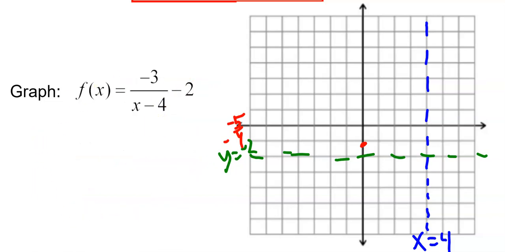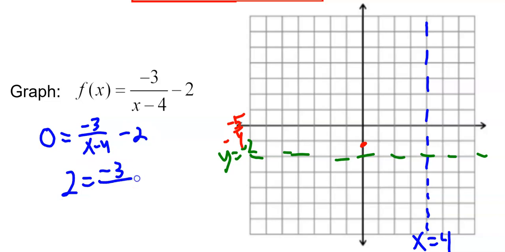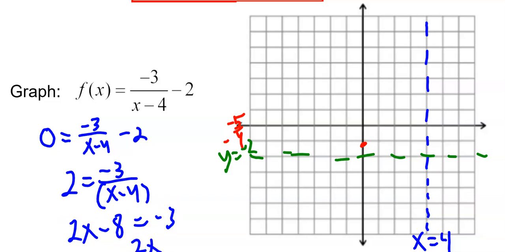Okay, so let's set 0 equal to y here. So we have -3 over x minus 4 minus 2. I'm going to add 2 to both sides. I get 2 equals -3 over x minus 4. I multiply both sides by x minus 4. I get 2x minus 8 equals -3. 2x equals, let's see, 5. And x equals 5/2, or 2.5.